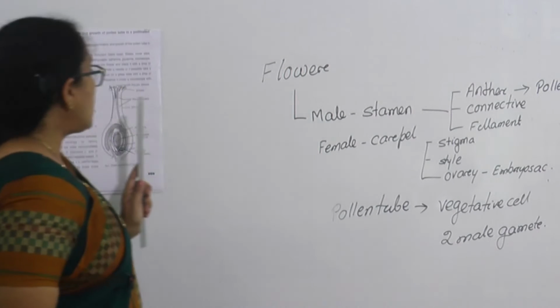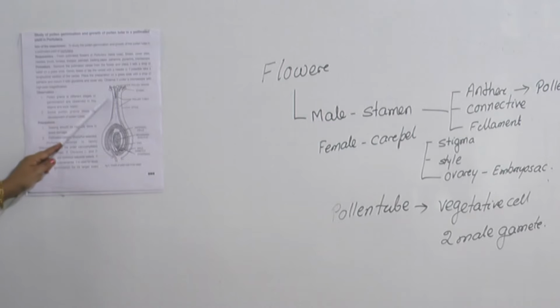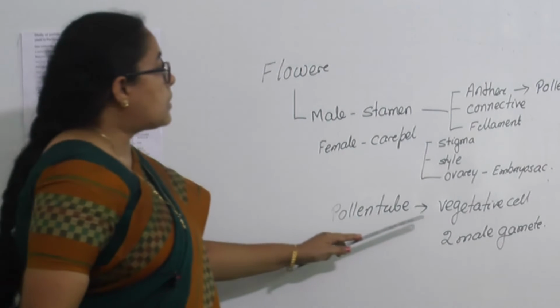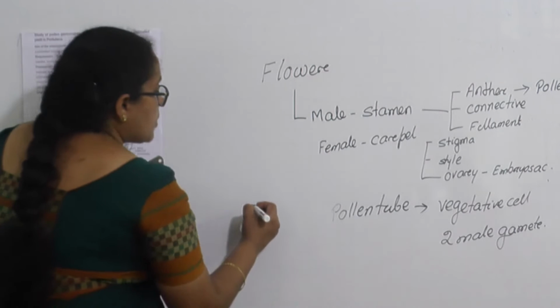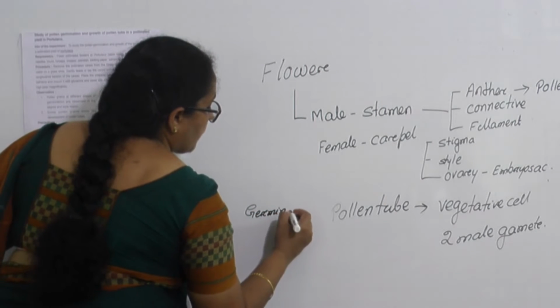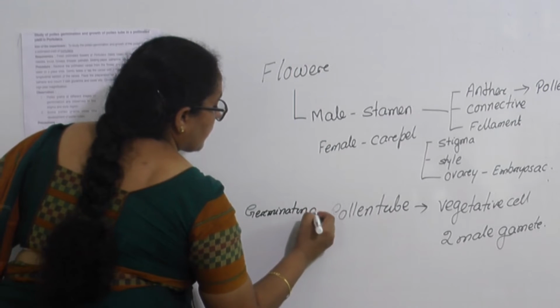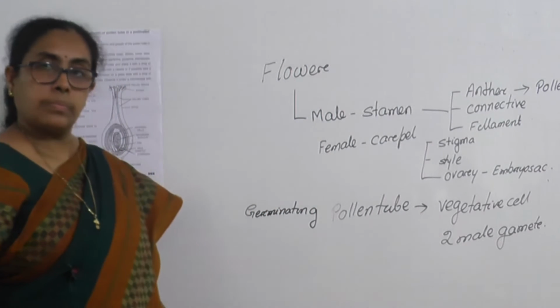In the whole experiment, the slide will be there on the table. The specimen will be given to you. Ma'am is going to explain it now, and you will have to write down the identifying characters with the diagram and, at the end, the conclusion: the germinating pollen tube contains the vegetative cell and the two male gametes.